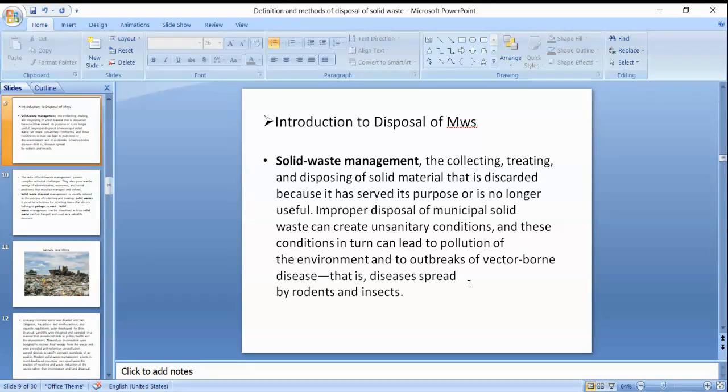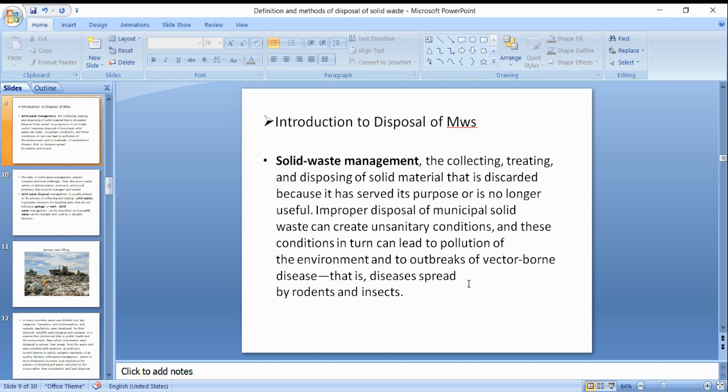So that is all about the suppression, the reuse and the recycling of the waste. So today my next topic is on the disposal of the waste.